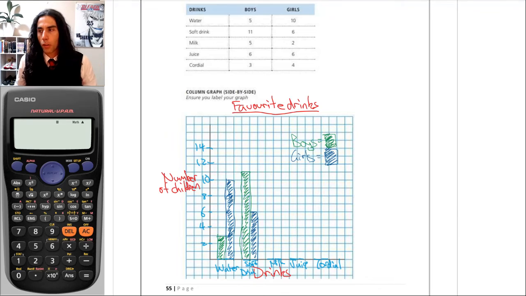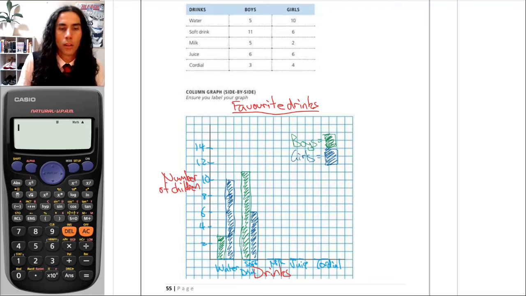So have a go at the other ones here. I reckon pause the video. I'm going to keep going in. So here's how we do it. Milk, 5.